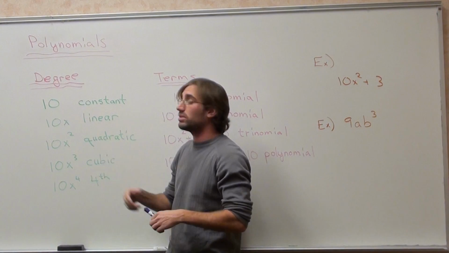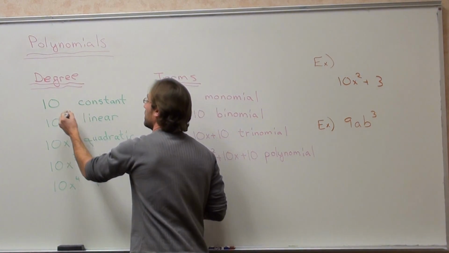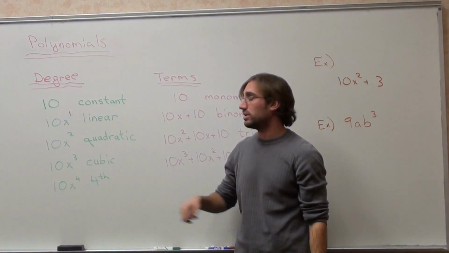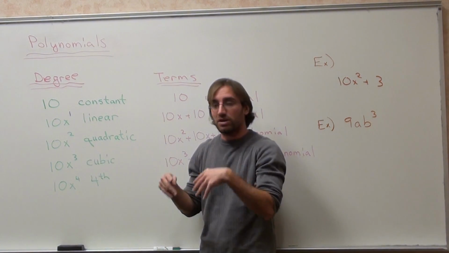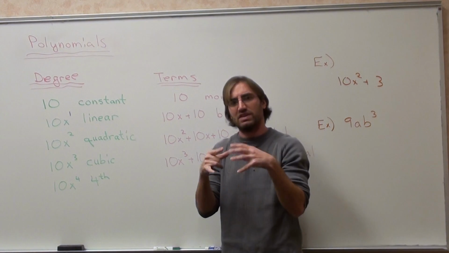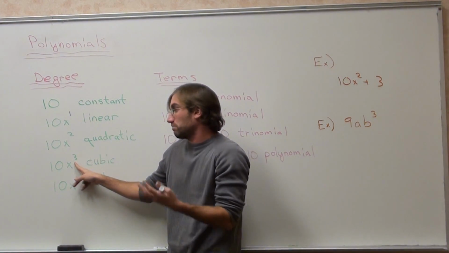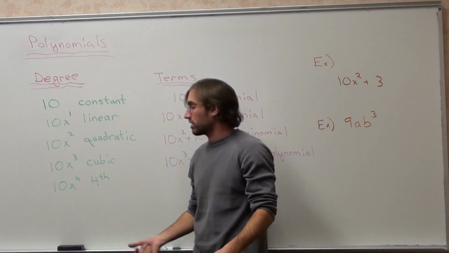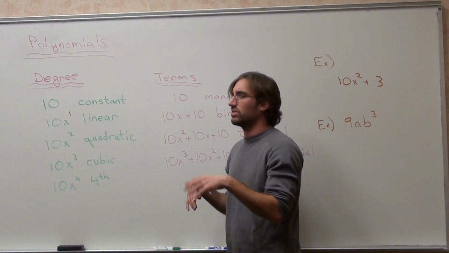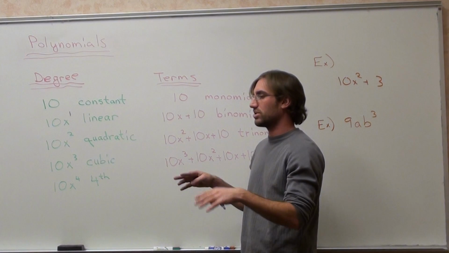Since this has a variable, and the exponent on top of it is 1, it's linear. 10x squared, the highest exponent on top of the variable, is quadratic for that specific term. There's a cube on top of the x, it's cubic. There's a 4 on top of the x, it's 4th degree. 5 on top of an x, or any variable for that matter, it's 5th degree, 6th degree, 7th degree.